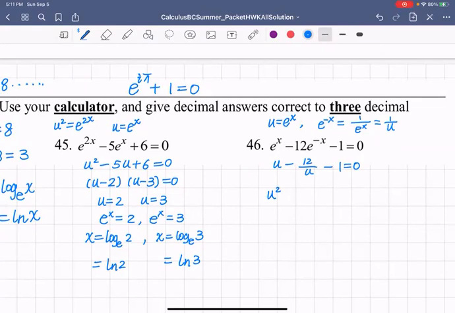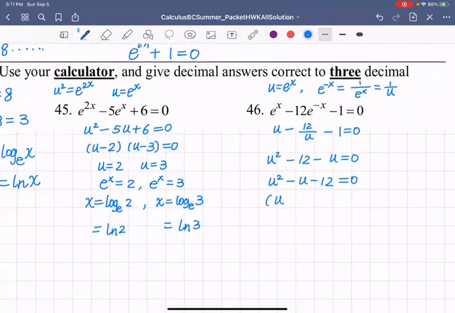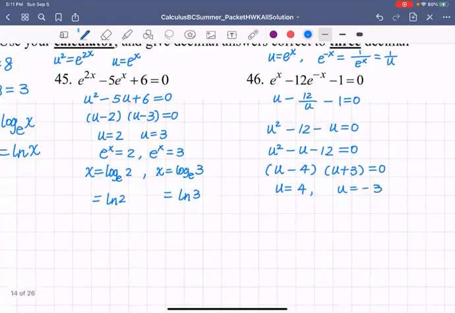So minus 12 and then minus u equals 0. So then u equals, u plus 3 and u minus 4. Then u would equal 4 and negative 3. So then e to the power of x equals 4 and negative 3.